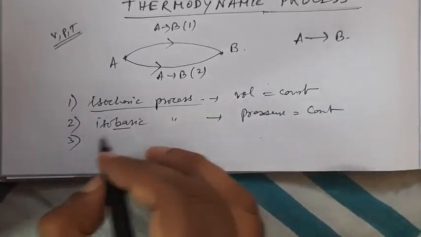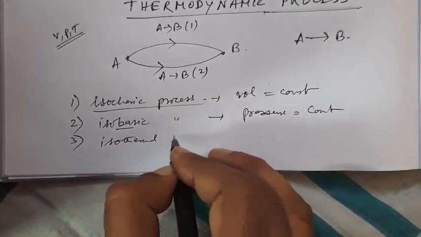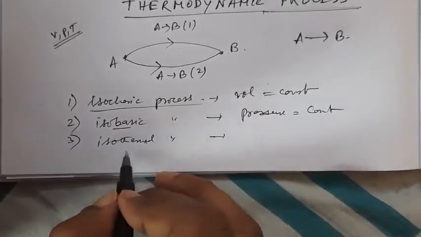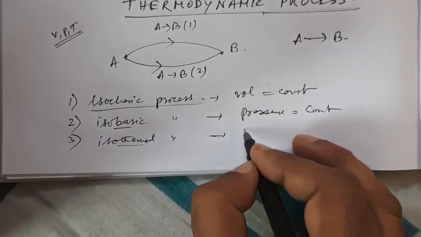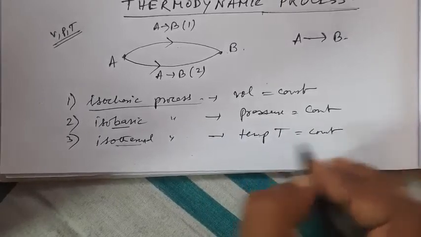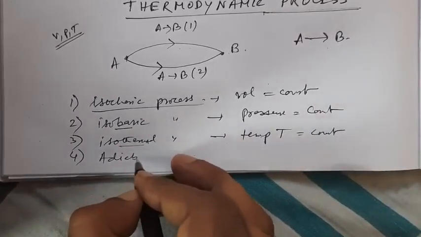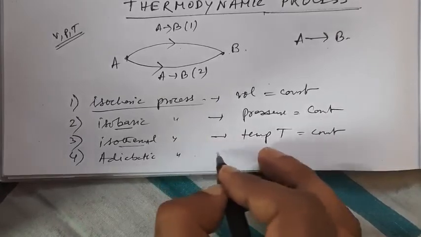Number 3, you can say isothermal process. Now what is therm? Therm means heat. So here temperature is constant, temperature T is constant. And the last one, you can say adiabatic process. These are the 4 processes you have to handle here.